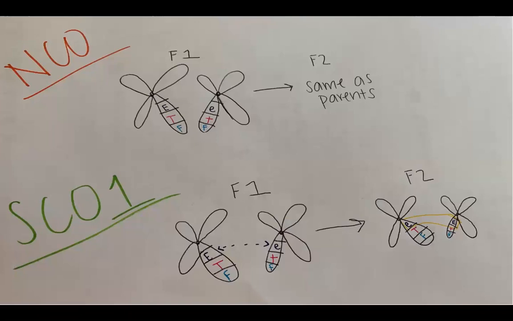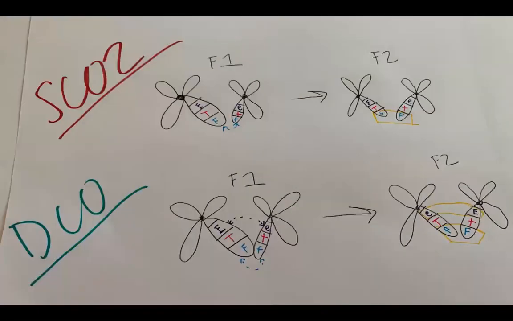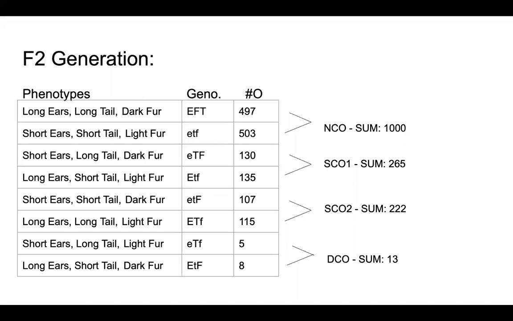So the no crossovers are going to give you the same as the parents were. The single crossovers, the position one of the E is going to be flipped for the F2. The SCO2s, the position three where the Fs are, they're going to be flipped reciprocals. And then my DCOs, my E's and my F's, so one and two, one and three, are going to be flipped. So these are my phenotypes, genotypes, and numbers of my F2 generation.